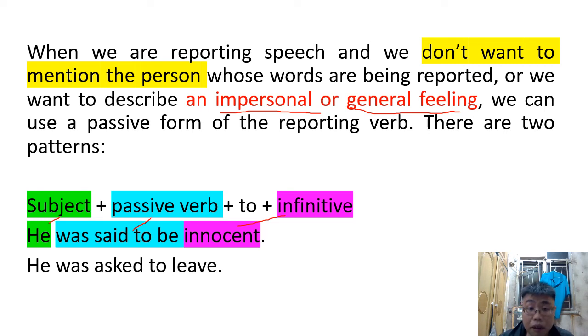Here, what we want to know is who was said to be innocent. We don't care about who said it. And then in the second sentence, "He was asked to leave." I just want to know who had to leave. I don't care who told him to leave. That's why the person who asked him to leave is not mentioned in this sentence, okay? Next.